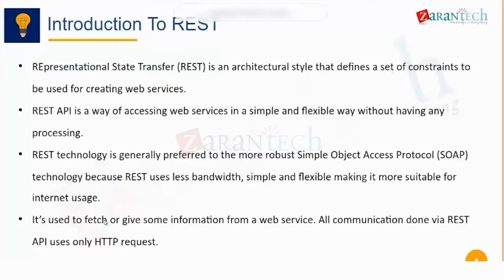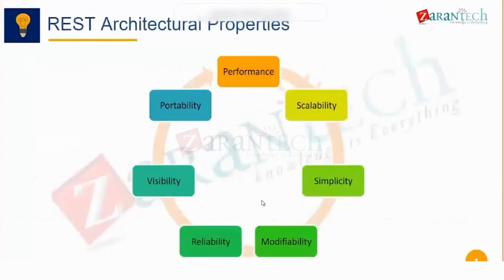It's used to fetch or give some information from a web service. So it can be communicated either way; you can modify, you can read, and all that, right? It's done via REST API, which uses only HTTP requests. So we do not use any other protocol. And these are actually the architectural properties.